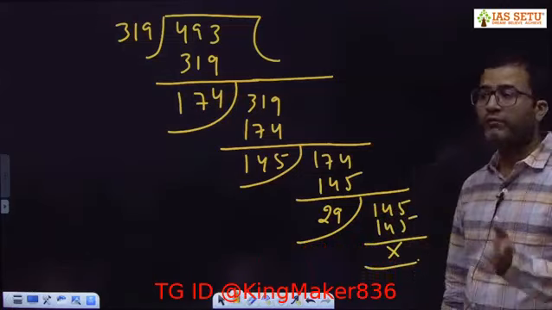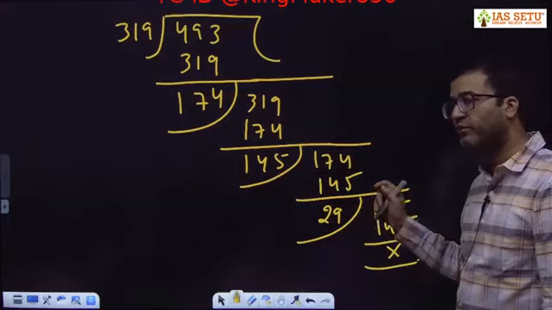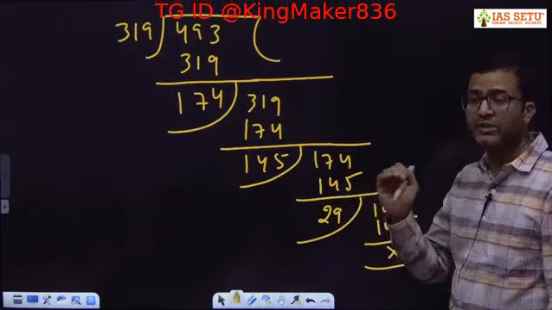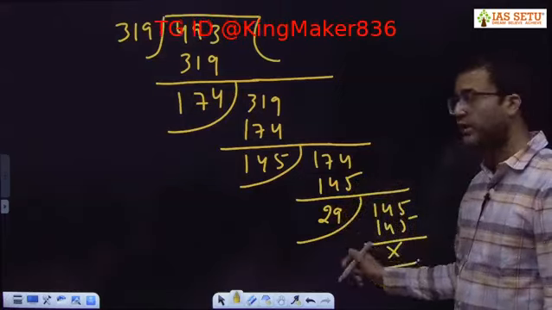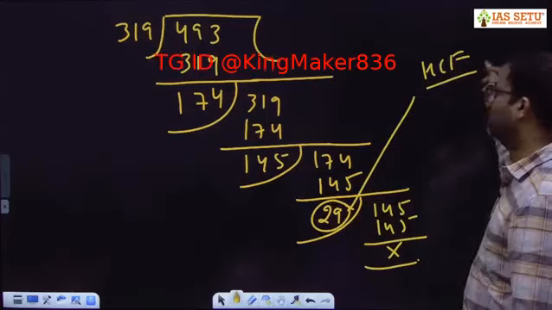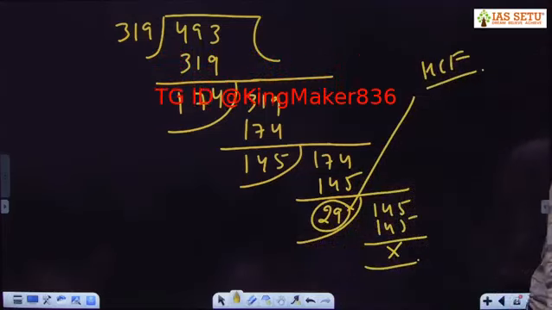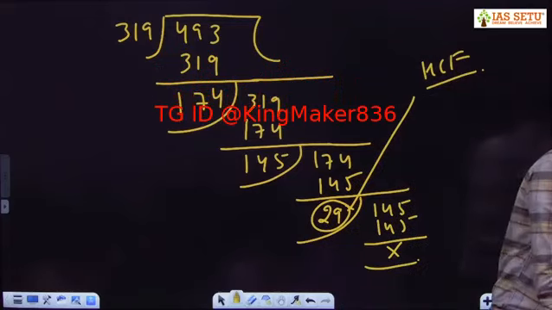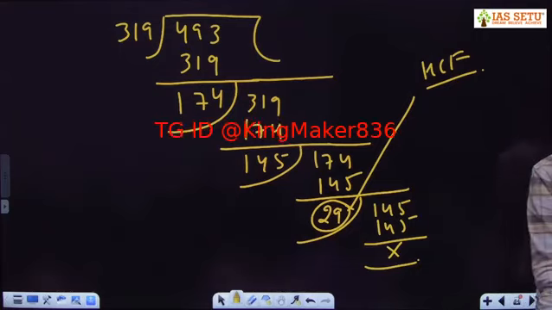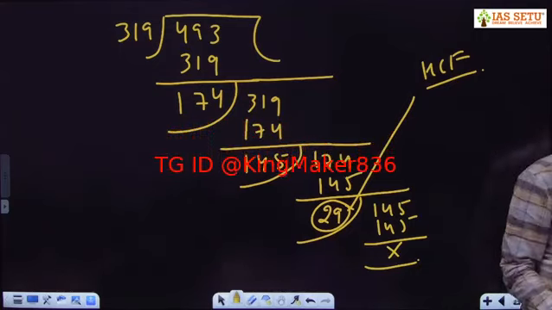Okay. When your remainder is 0, then ultimately your, like here, what is your last divisor? Last में कौन जिंदा बचा? 29. तो ये HCF. Last divisor is HCF. So what is HCF of 319 and 493 is 29. Let me take one more example.